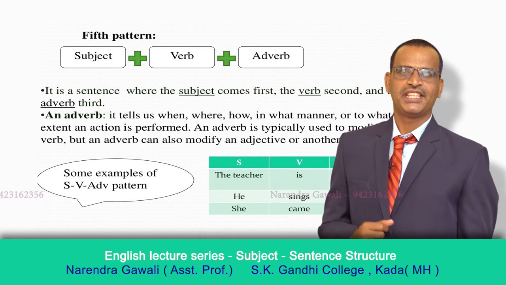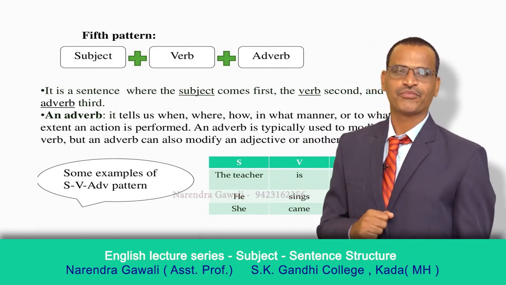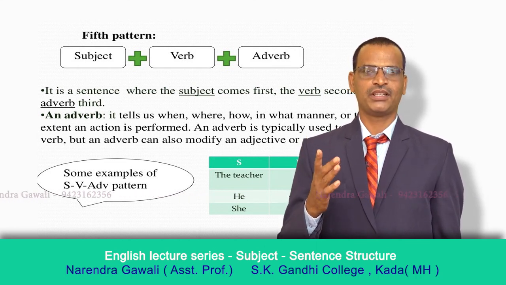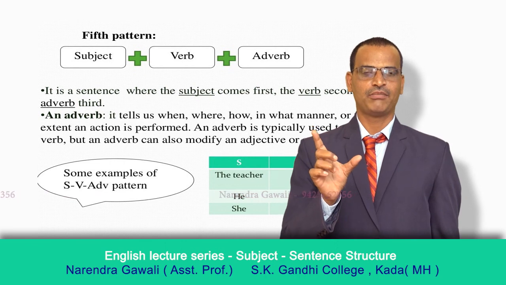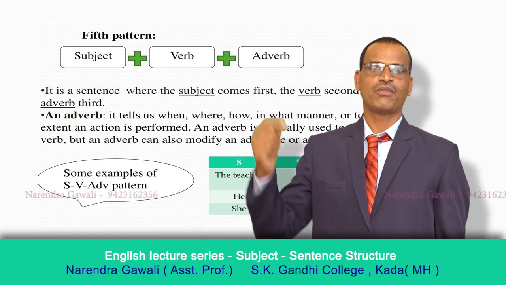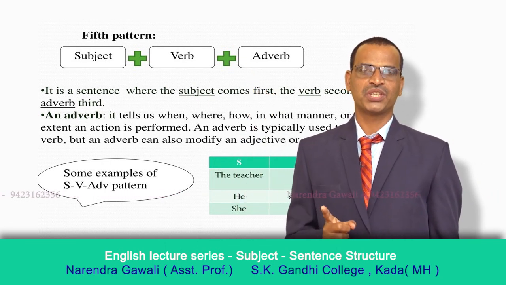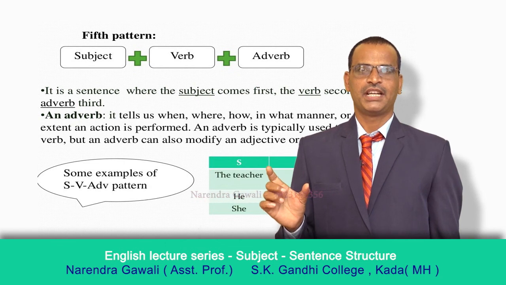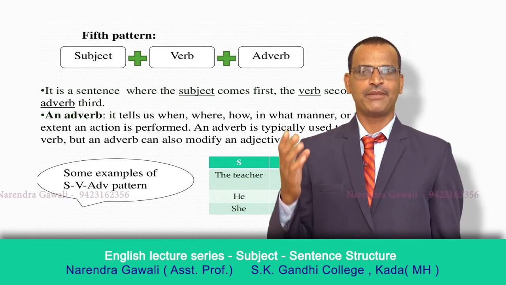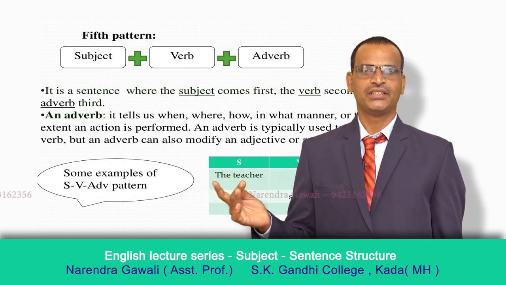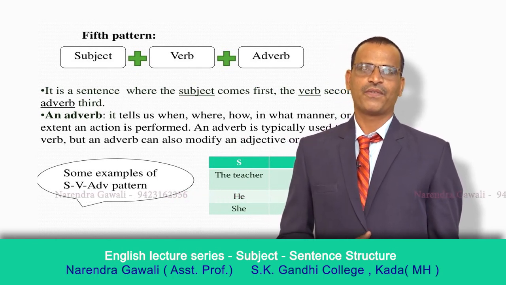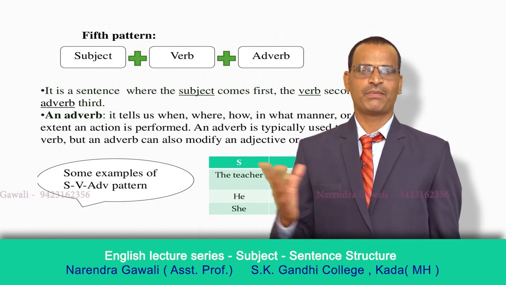Then another example: she came yesterday. She came yesterday. When did she come? Yesterday. Now what does this demonstrate? It shows when, which means time. Yesterday, or whichever, the day before yesterday or last Sunday, whatever you can call it. So this shows an adverbial of time. As we have mentioned earlier, adverbs show adverbials of time, place, manner, and to what extent the action is taking place.